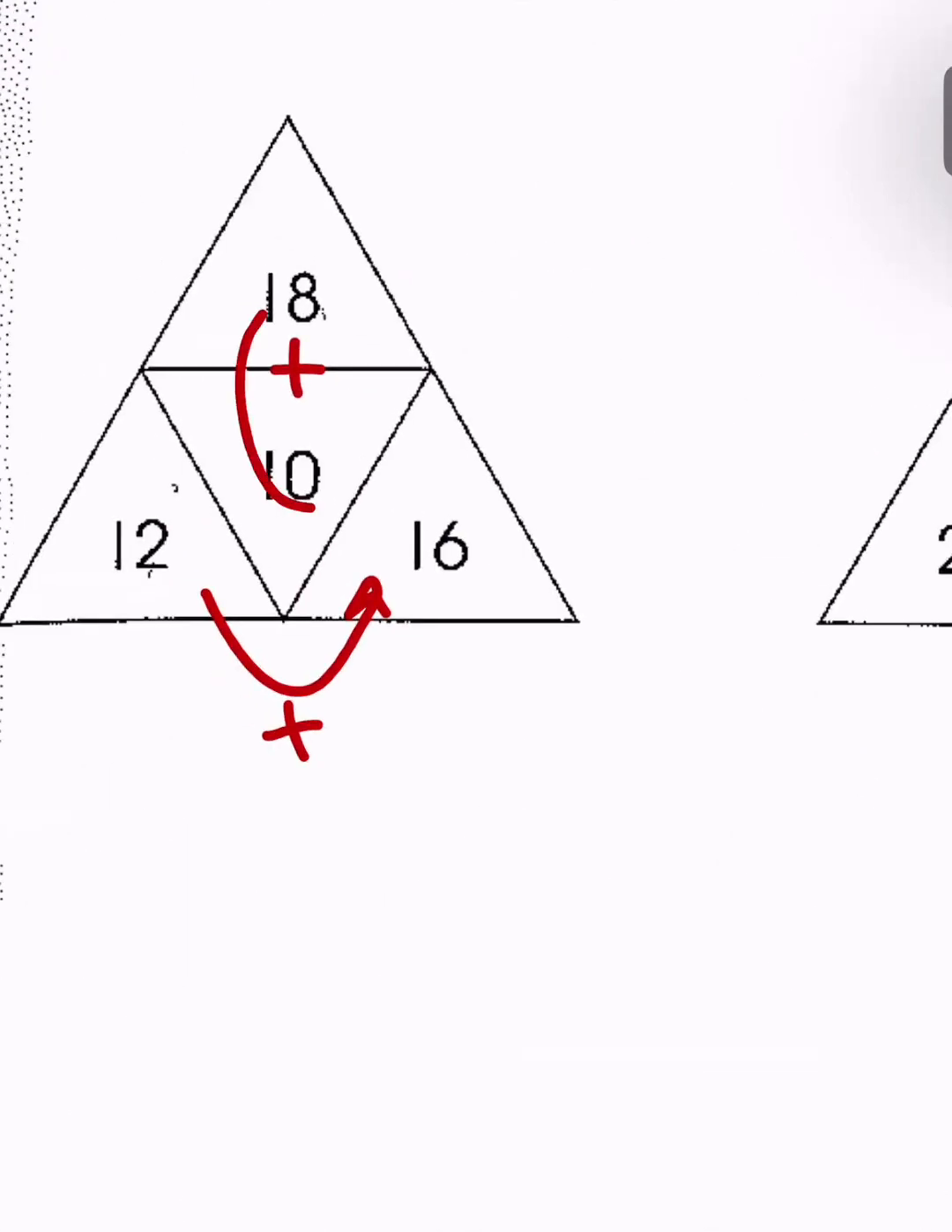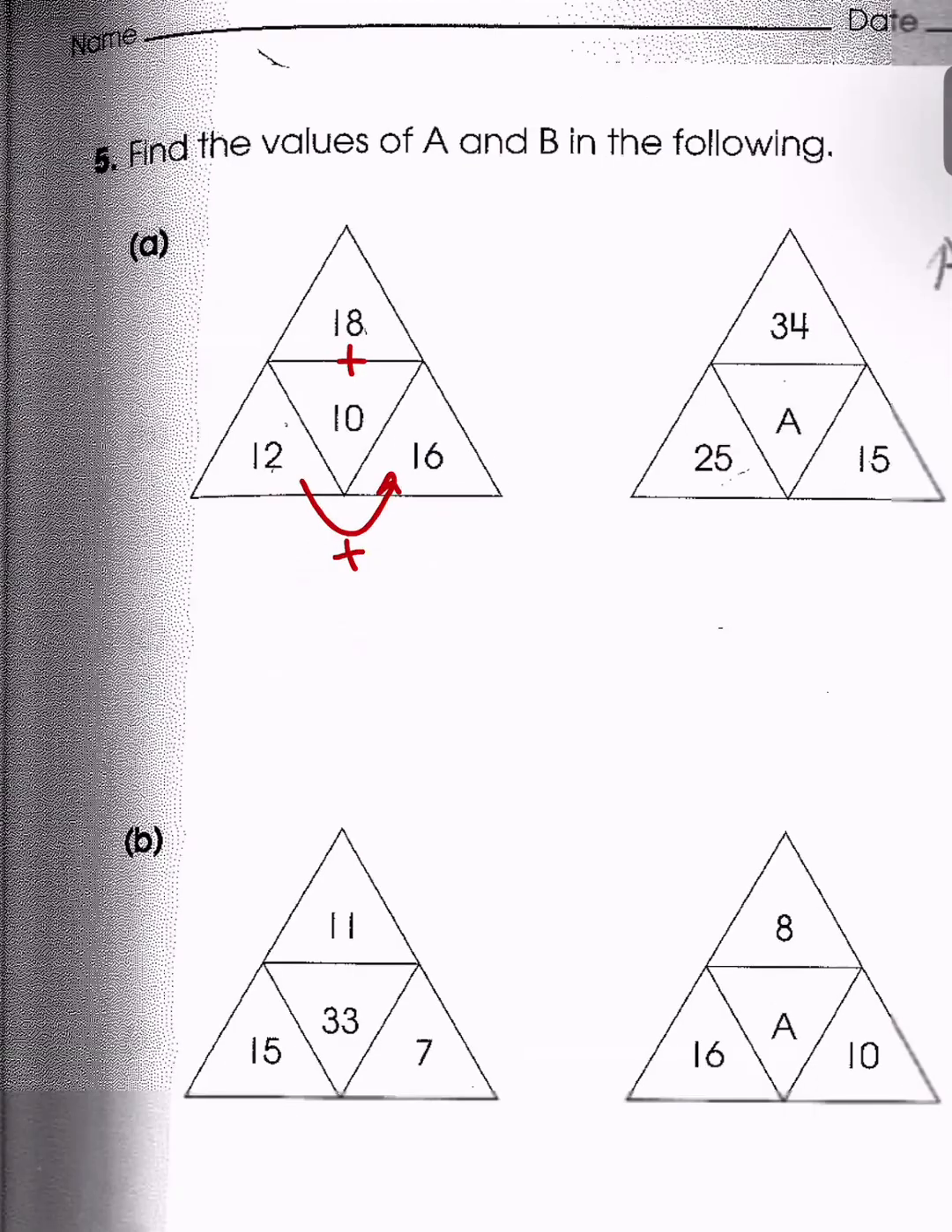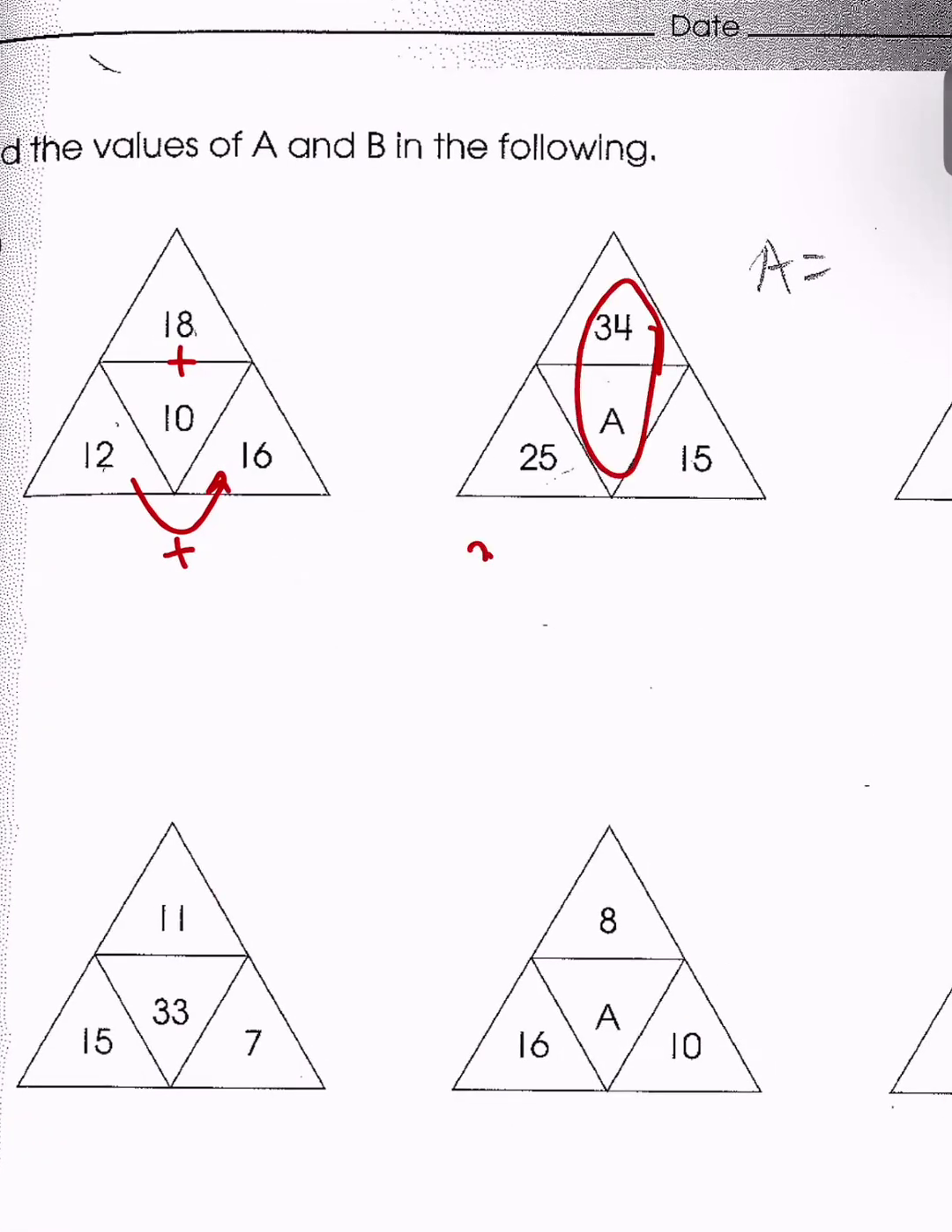So assuming that these are going to be the correct pattern, 28 and 28, we should know that 34 plus A must be equal to 25 plus 15. And that tells us that 34 plus A must equal 40, and so A is going to be 6.